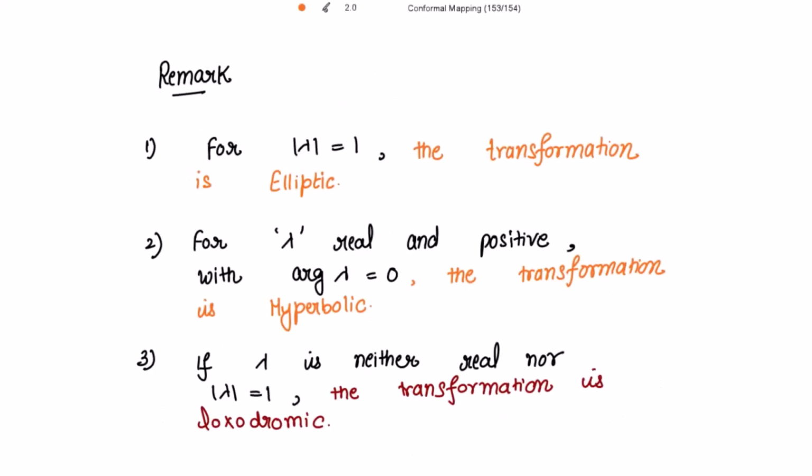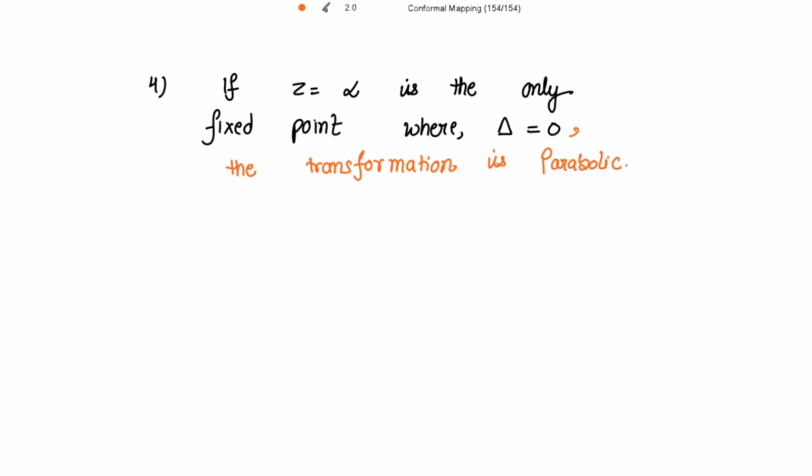So let's revise a few remarks. Number 1, for mod lambda equal to 1, the transformation is elliptic. For lambda real and positive with argument lambda equal to 0, the transformation is hyperbolic. If lambda is neither real nor mod lambda equal to 1, the transformation is termed loxodromic. Then fourth, if Z equal to alpha is the only fixed point where the discriminant equals 0 for the quadratic equation in Z, the transformation is parabolic. Here the number of fixed points is only 1, right?